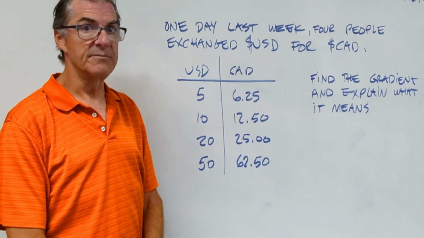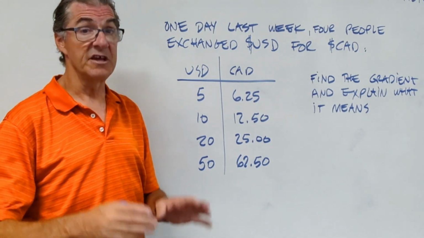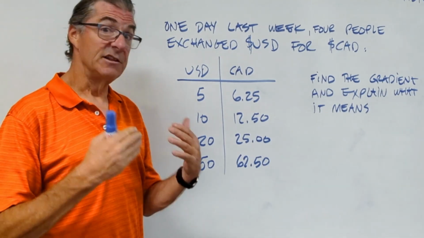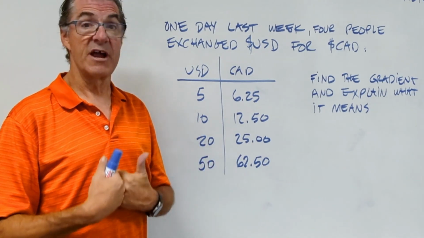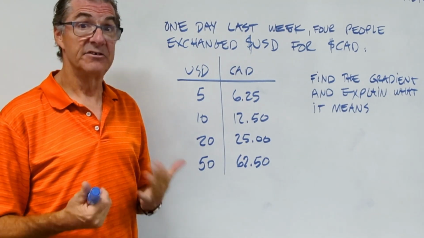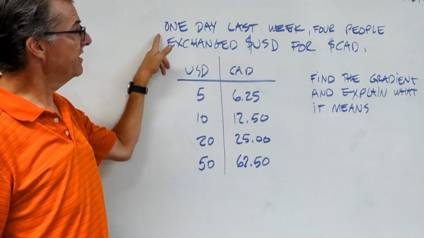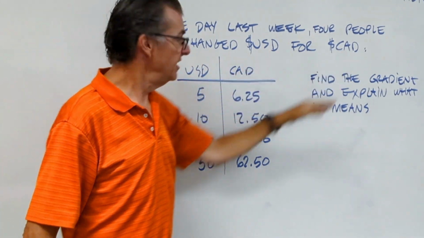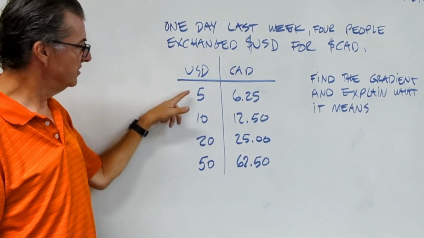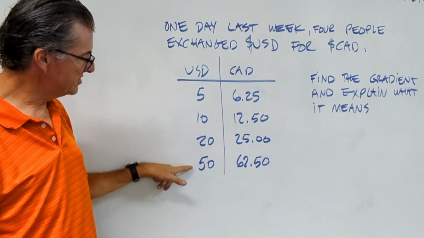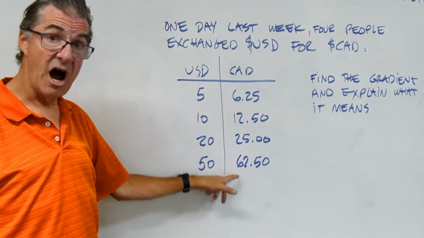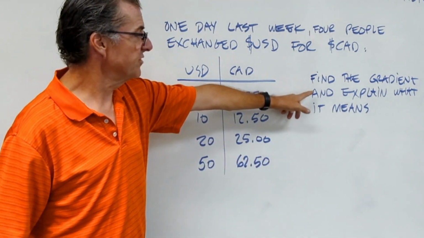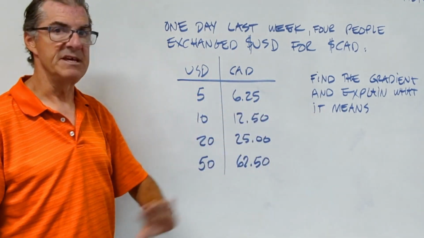Gradients show up in problems that at first appear to have nothing to do with lines and graphs. However, any linear function has a gradient and can be graphed. So let's take a look at this one. One day last week, 4 people exchanged US dollars for Canadian dollars. And here are those 4 transactions. You can see how many US dollars they had, how many Canadian dollars they got when they did that exchange. Now the question here is, find the gradient and explain what it means.